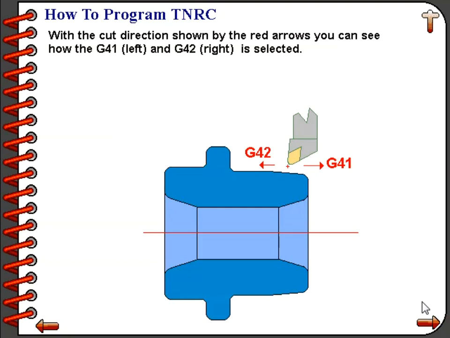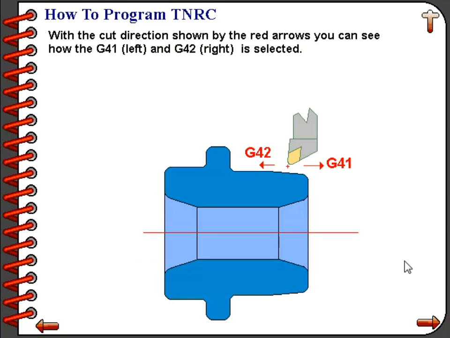Now if you look at the red arrow, and then you look at the G41 or G42 next to it, you can kind of get an idea of which command you should be using. Follow along with each of these slides and see how that tool is applied and in which direction it's cutting. The trick here is to always look in the direction of the arrow and to see if the tool would be on the right of it or on the left of it while looking in that direction.